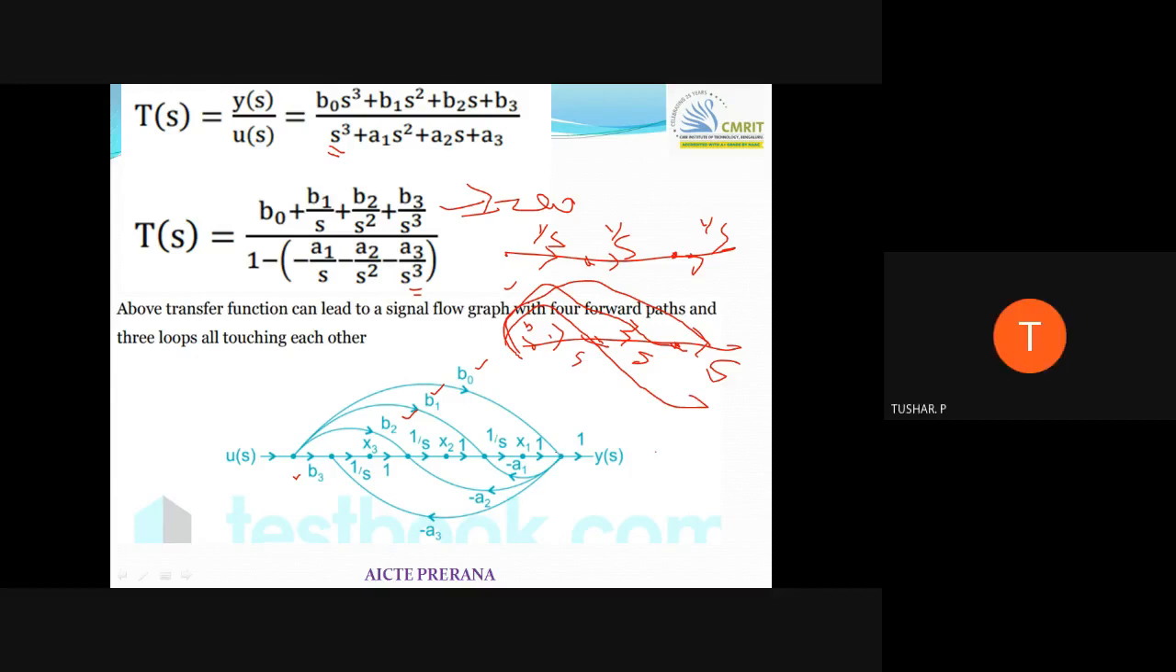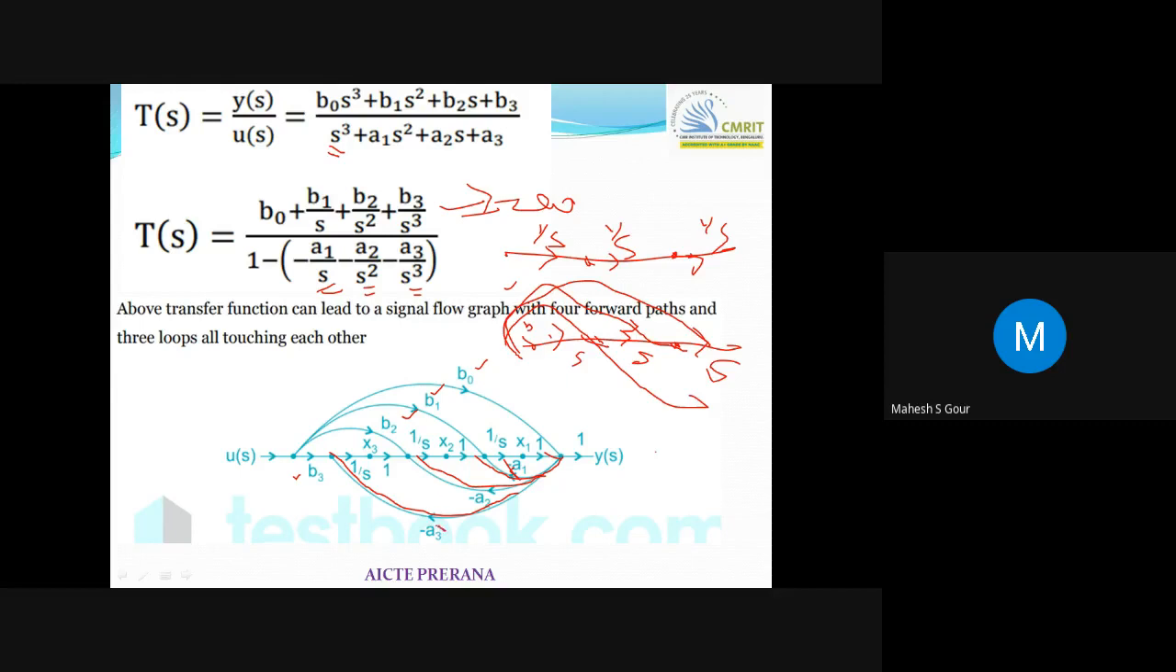Okay, so now what about the a1 by s? See, a1 by s I want in reverse direction, because it is a feedback path. So I'll be taking here a1 of s. a2 is getting multiplied twice with the 1 by s, so it will be coming like this, and a3 as 1 by s cube. Got it?